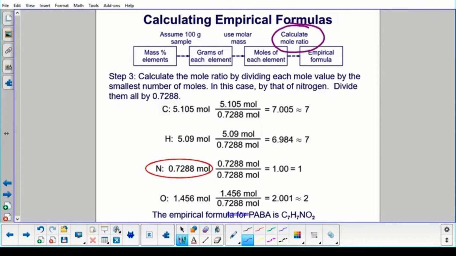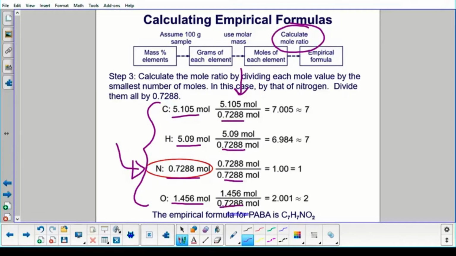So this we have to be a little bit clever on. We look at our moles over here, and this is from the previous slide. Here's carbon, here's hydrogen, here's nitrogen, and here's oxygen. We take the smallest number of moles, and in that case, that would be nitrogen right here, 0.7288 moles. We put that in the denominator of each ratio in this column. So you can see there, there, there, and there. We then take the moles for each one of the elements.